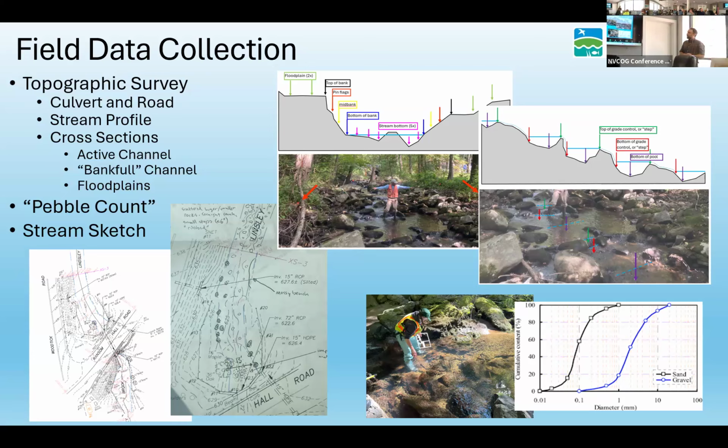And then we also created a stream sketch, not qualitative, but a more illustrative way to picture for ourselves, and in our later designs, how that stream is configured: where are the pools, where are the riffles, where are the steps, what's the distance between those, and how it's laid out.